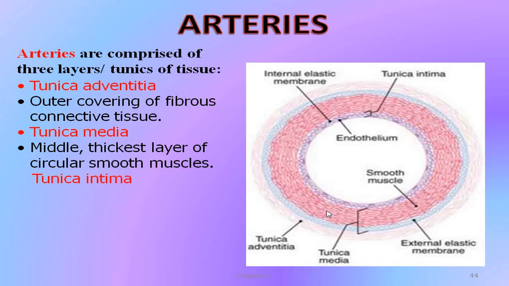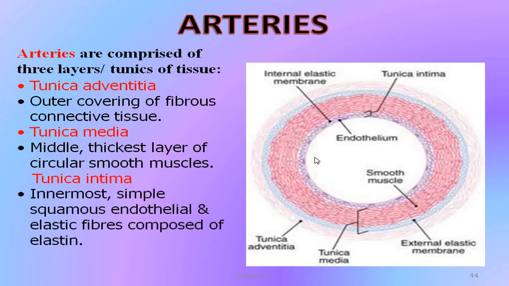Innermost is tunica intima. It consists of a single layer of squamous endothelial cells and also elastic fibers, which are composed of elastin. Squamous means flattened cells. Endothelial cells are epithelial cells. They are called endothelial cells because they line the internal lumen of the blood vessels.